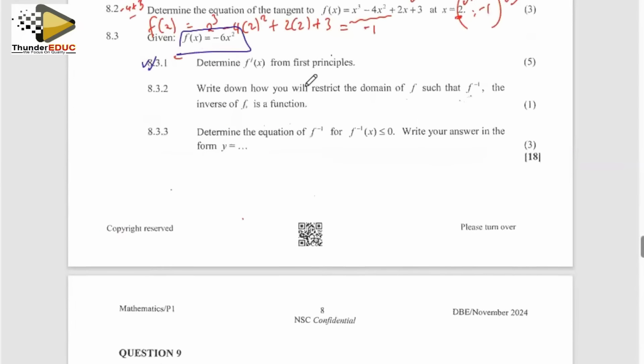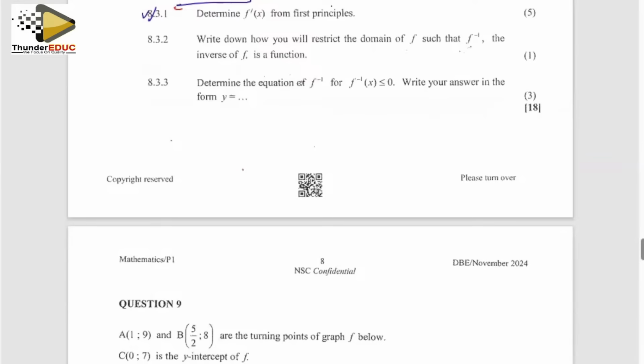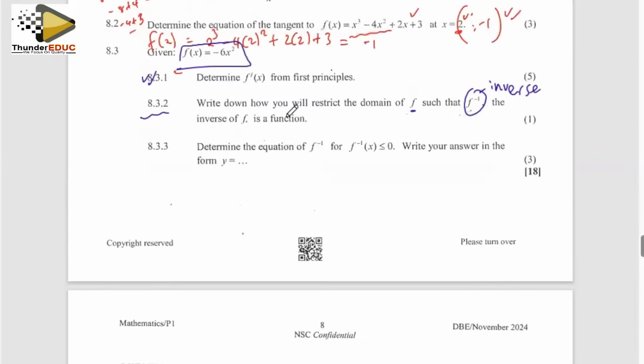All right. Then 8.3.2, they want us to write down how you will restrict the domain of f such that f negative 1 exists. So this f negative 1 is the inverse, not the derivative. So f is a parabola, and we know that this is a frowning parabola, which will be in that sort of format. If x is 0, y is 0, so like that.